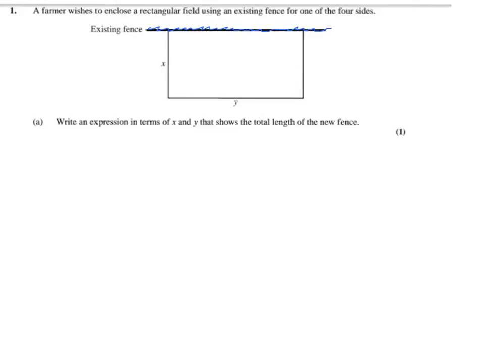Well, the new fence, I'll highlight in red. The new fence is what I'm showing you right now, highlighted in red. We already know that this side is x, this side is y, and since it's a rectangular fence, then we should know that this is also x. So in terms of x and y, which means our answer will have x's, y's, and numbers in it, perhaps, the length of the new fence is x plus y plus x. And we could simplify that expression by joining our like terms. So the length of our fence is 2x plus y.